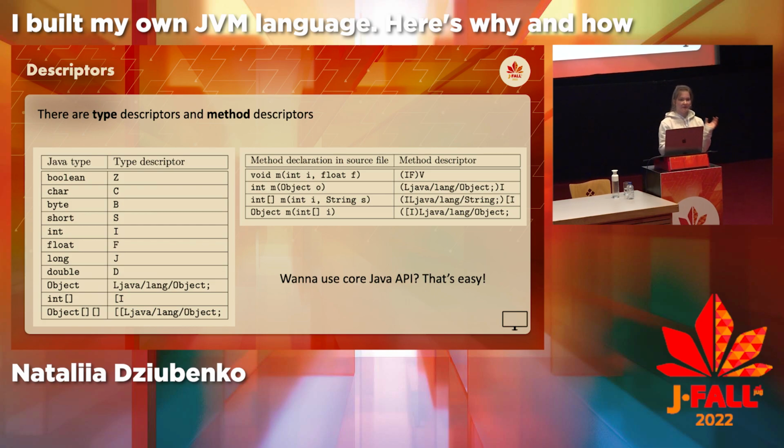And then method descriptors are using type descriptors, and method descriptors are meant to specify what types a method accepts and what it returns. What is inside the parentheses on the right are the types that it accepts. In the first example, it's integer, float, and returns V. V stands for void, so it returns nothing. And you can see the next example, for example, accepts Object and returns integer, etc. This way you can call any core Java API methods, actually, which I was doing in my code as well.